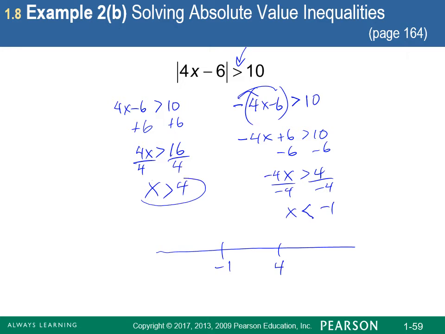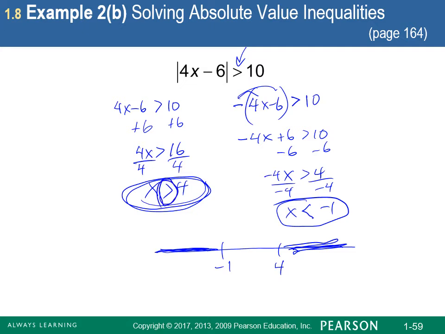And just like before, we're looking at this and saying, okay, where do we shade? This says shade to the right of the 4. This says shade to the left of the -1. Same interpretation on the symbols. If there's no line under it, there's an open circle here.